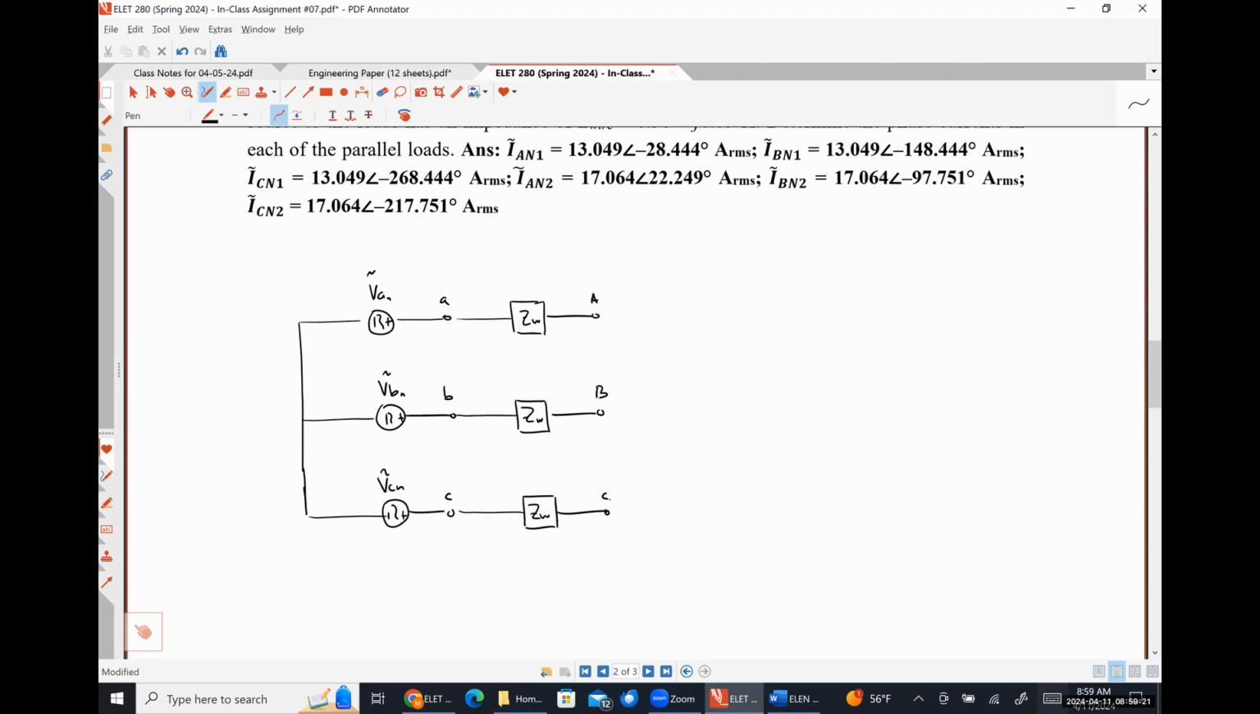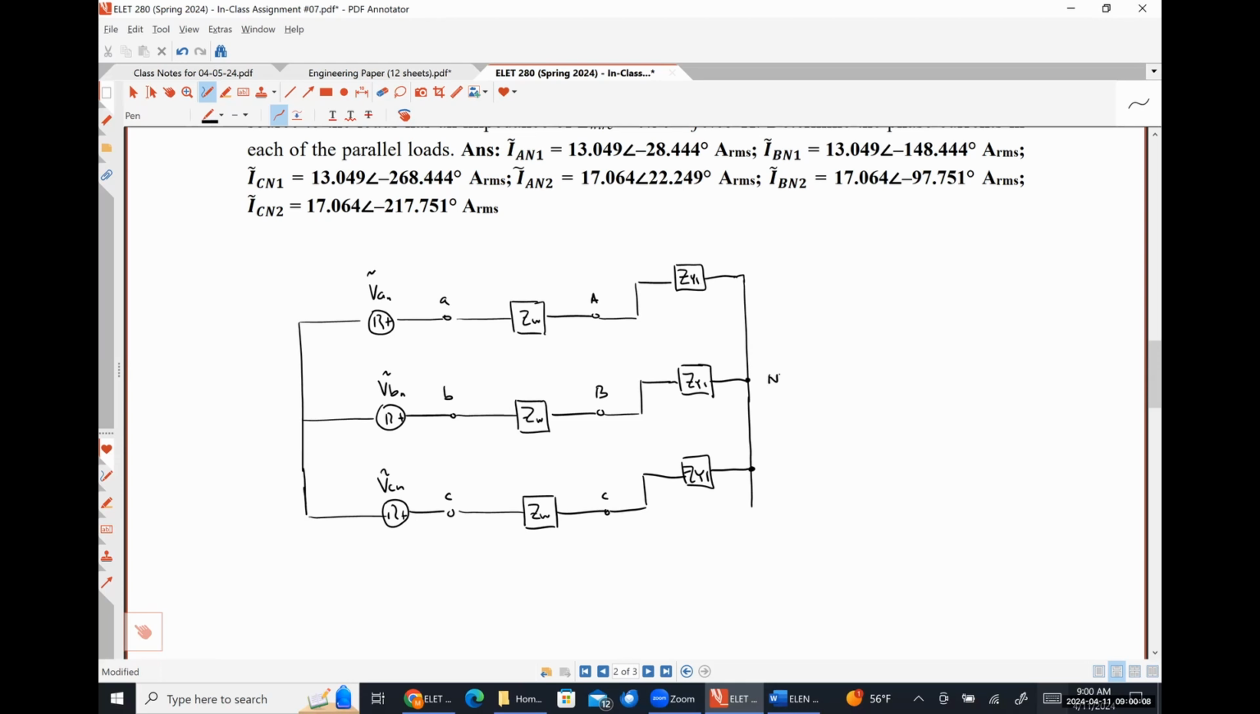And now I need to figure out what's going on with my loads. So I'm going to start just by putting one of the loads in. And you'll see why I'm drawing it oddly in a second. So this should say ZY1, but it's hard to read. So here's my first load.